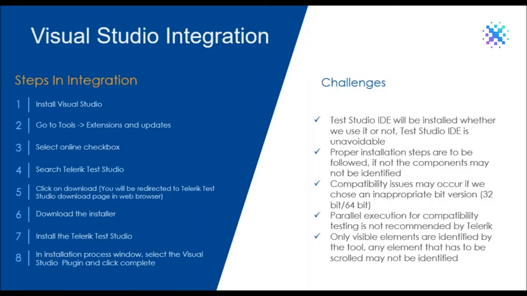Here are the steps we perform in order to integrate with Visual Studio. We first have to install Visual Studio and go to the Tools menu and select the option Extensions and Updates. There's a checkbox for online that's available, so we need to check it and search for Telerik Test Studio and click on download. This will download the installer, and we can install Telerik Test Studio. We can select the Visual Studio plugin and click complete. That's going to take us through the completion of the process.